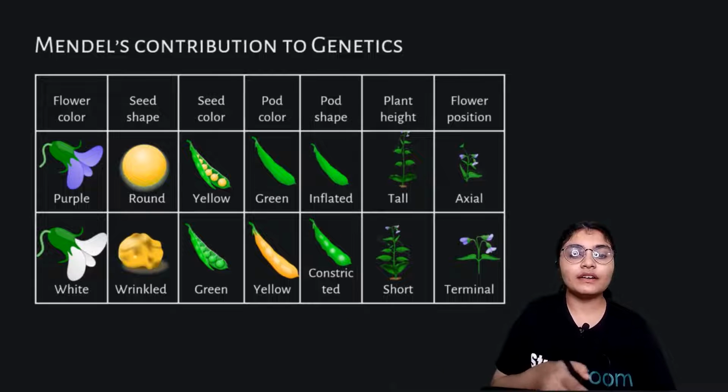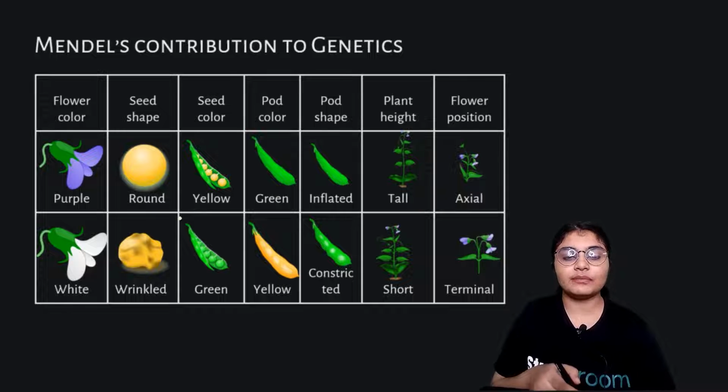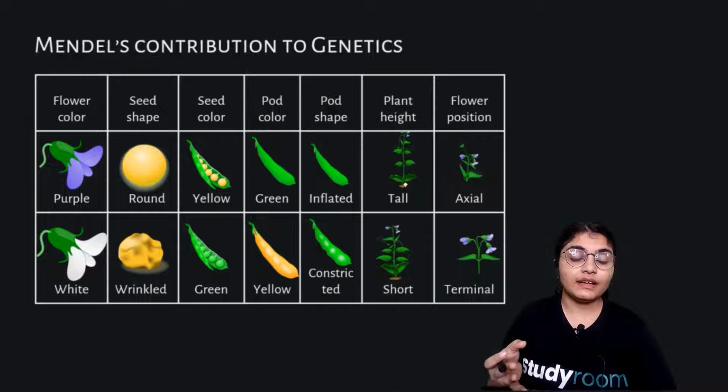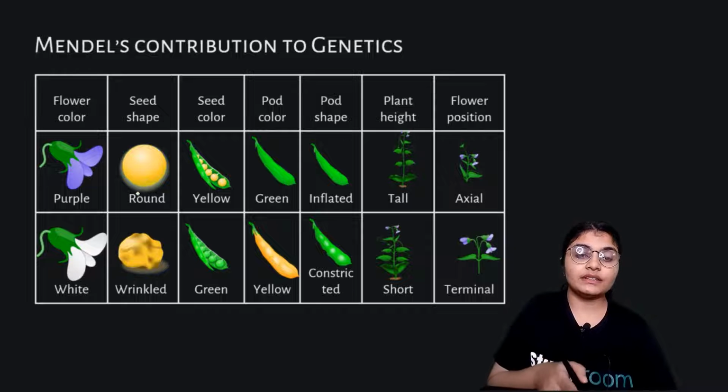Now, Mendel's contribution to genetics is huge. Here you can see the characters, the different traits, the varying traits that are present in a pea plant, which were very wisely used by Mendel in his experiments. So the different characters are, first, the flower color, which is purple or white.